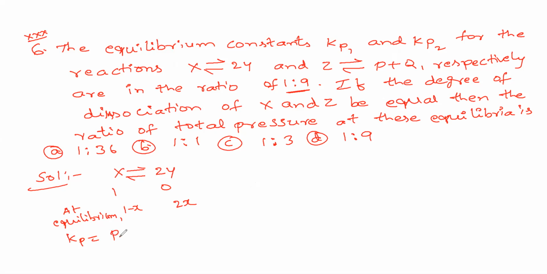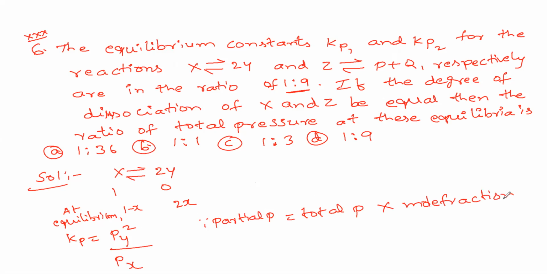Kp is equal to the partial pressure of Y to the power 2 by the partial pressure of X for this reaction. And to find partial pressure, we know that partial pressure is equal to the total pressure P into the mole fraction. So we need to take the mole fraction here, a very, very important concept. The mole fraction is the number of moles by the total number of moles.